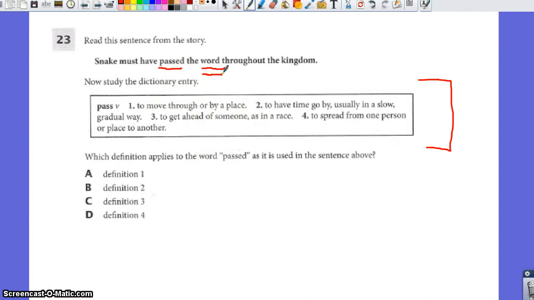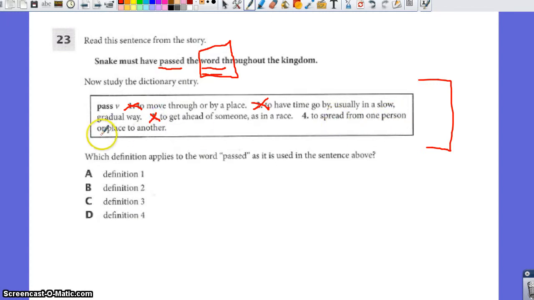Well, I know words are either written down or they're spoken. Is he moving through spoken words or moving through a written document? Doesn't really make sense. To have time go by, usually in a slow, gradual way. Is your word passing time? No, that doesn't make sense. To get ahead of someone as in a race? No, because again, we're talking about somebody's words, which you either speak or write down, so it's not a race.